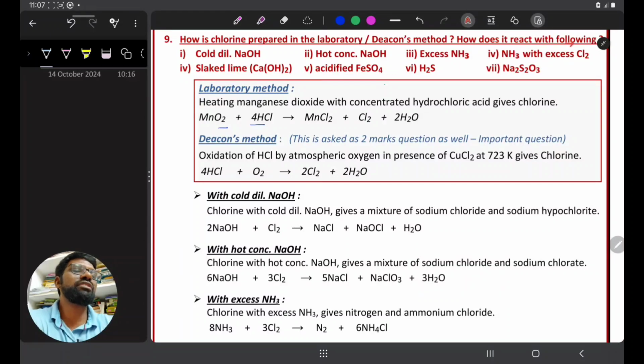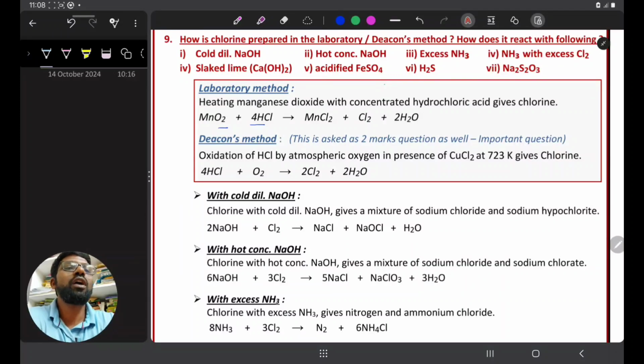How does it react with the following: cold dilute NaOH, hot concentrated NaOH, excess of ammonia, ammonia with excess of chlorine, with slaked lime, that is calcium hydroxide, and acidified ferrous sulfate, hydrogen sulfide and sodium thiosulfate. Okay, we'll start the answer.